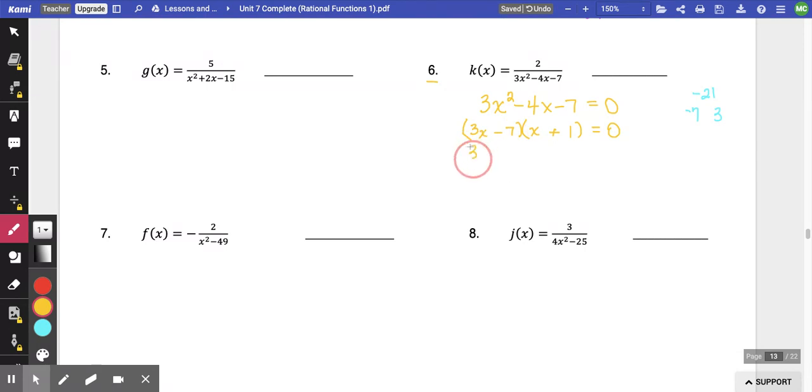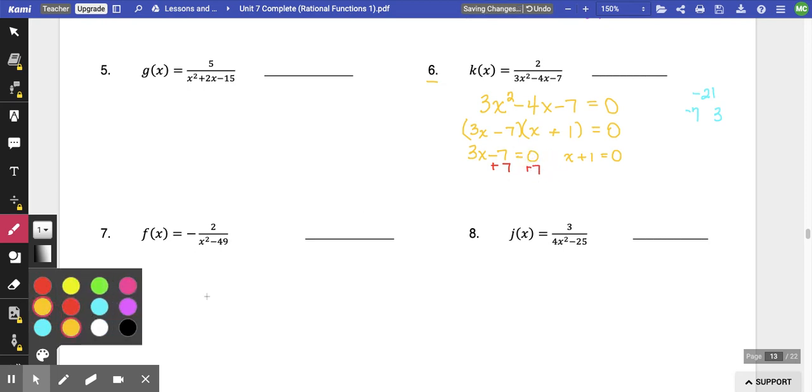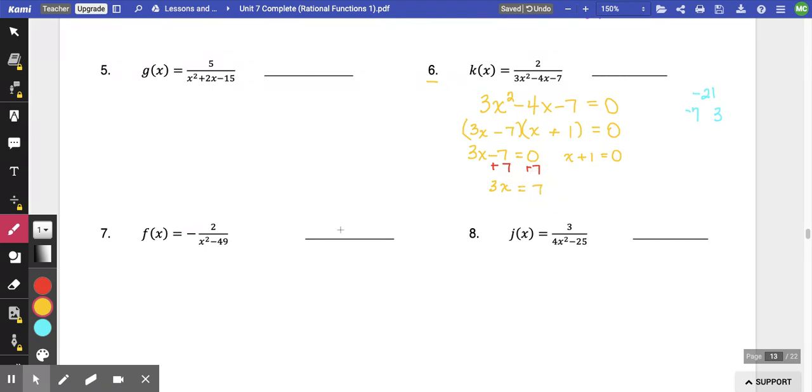Now that I've got it factored, I set each of those factors equal to 0. And then I can use algebra to solve them. So for that first one there, my first step would be to add 7 to both sides of the equation. That would give me 3x is equal to 7. And then 3x means 3 times x. So to undo that, I would divide by 3. And so 3x divided by 3 is x. And 7 divided by 3 is just going to be 7/3.